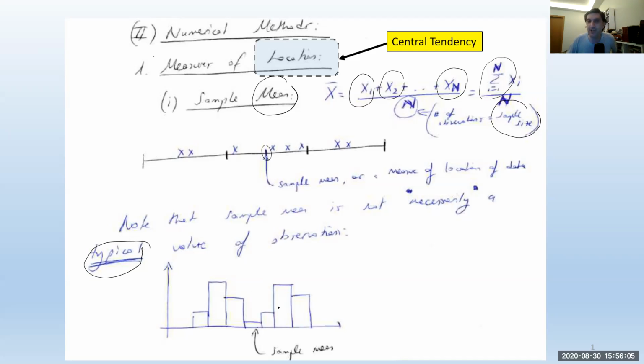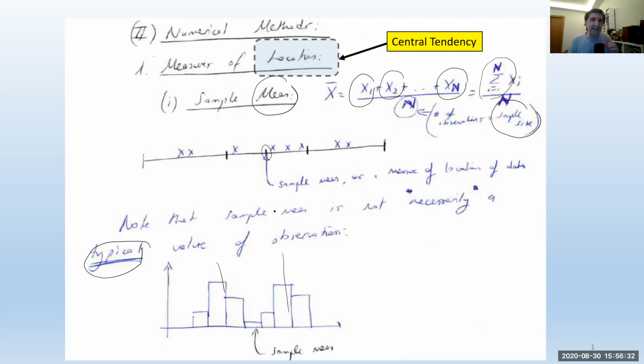Especially with bimodal or trimodal distributions, or more than one mode of observations, I'm going to explain what mode is in a minute, the sample mean of observations is not a typical value. Does it show a central tendency? Well, actually, I don't think so. There seem to be two central tendencies, here and here.